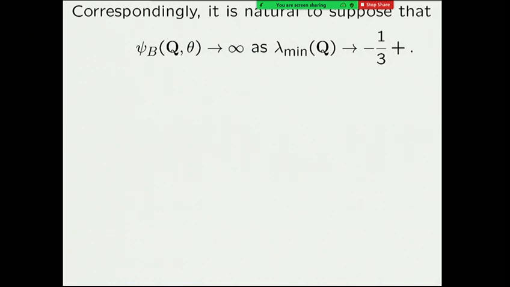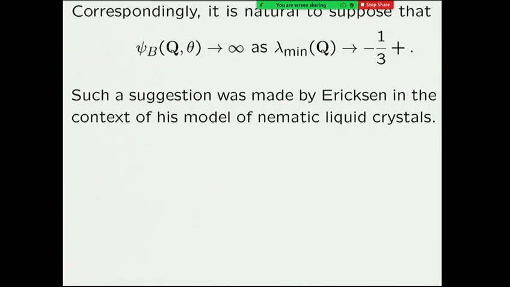So here, it's natural to suppose that the bulk energy blows up as the minimum eigenvalue goes to minus a third. Okay. And Erikson, who did lots of fundamental work in liquid crystals, made such a suggestion in the context of his model of nematic liquid crystals. Now, I've not mentioned his model, but he took as the variables N and S. So he assumed everything was uniaxial, but in his model he had an N and an S. So he would be supposing that that energy blew up as S goes to minus a half, for example. Okay.